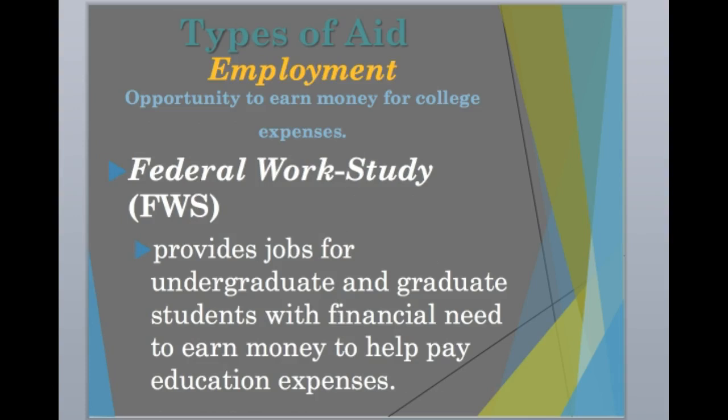Employment aid, this is an opportunity to earn money for college expenses. There is the Federal Work Study Program, FWS. This provides jobs for undergraduate and graduate students with financial need to earn money to help pay educational expenses. Federal Work Study jobs are typically on-campus jobs that are funded through the Work Study Program. So they would have to apply for those jobs and be awarded work study money based upon when they are given that job on campus or another place, but they are mostly on campus.